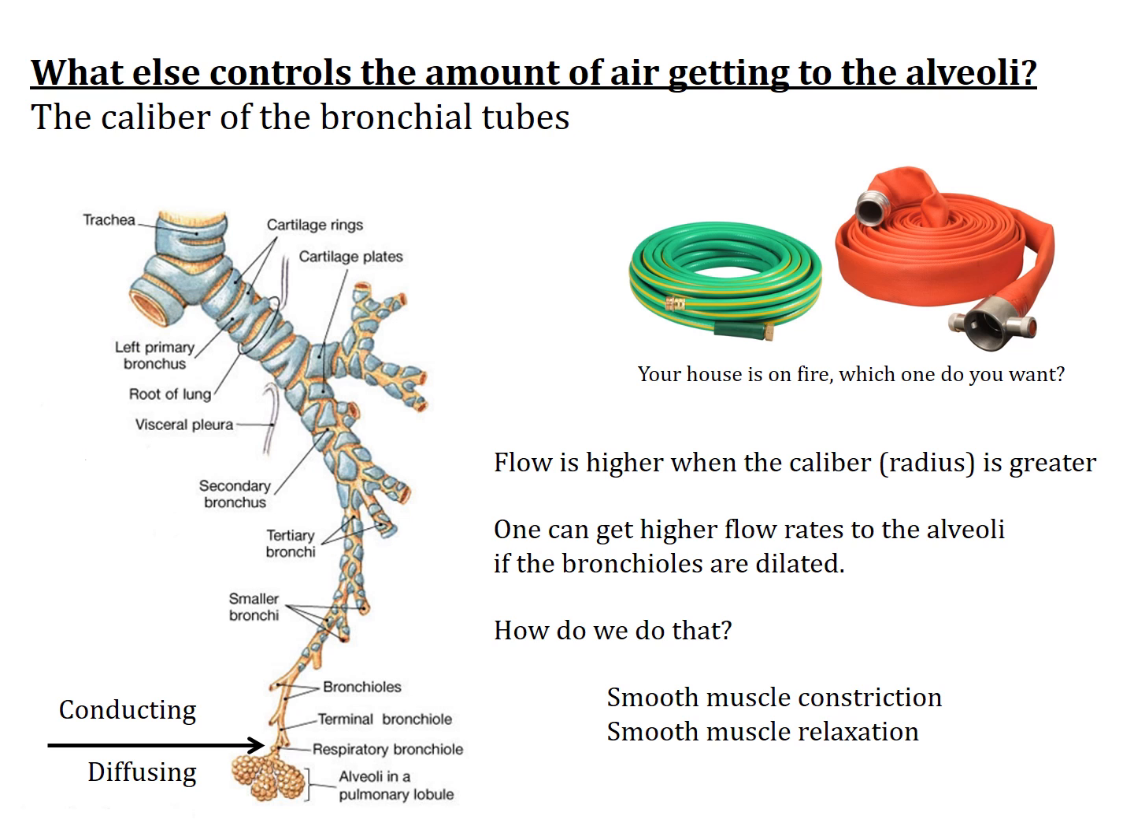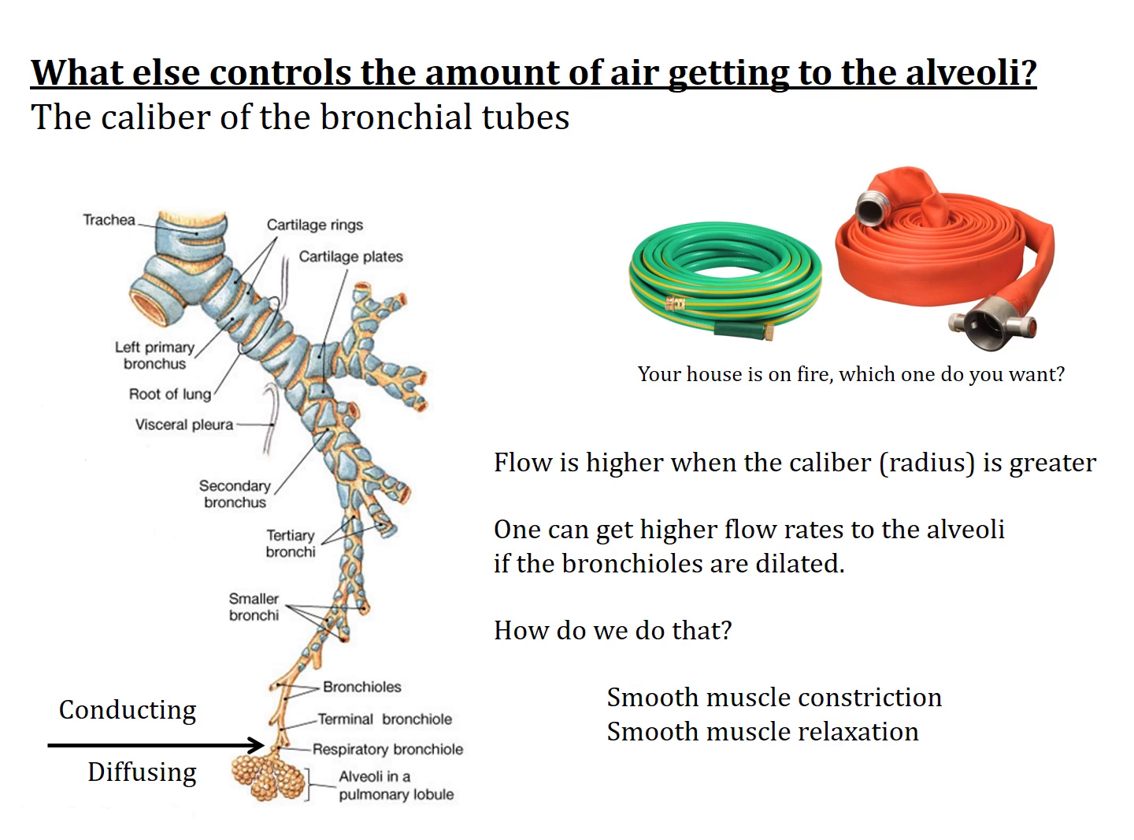Okay, our respiratory rate and how deep we breathe controls the amount of air getting to our alveoli. Another big determinant in terms of what controls the amount of air getting to our alveoli is the caliber or the size of the lumen in the bronchial tubes. So here's two hoses. If your house were on fire, which of those two hoses would you prefer to use? I hope if you like your house, you'd want to use the larger caliber lumen hose, the red fireman's hose there, because you're going to get more water flowing through.